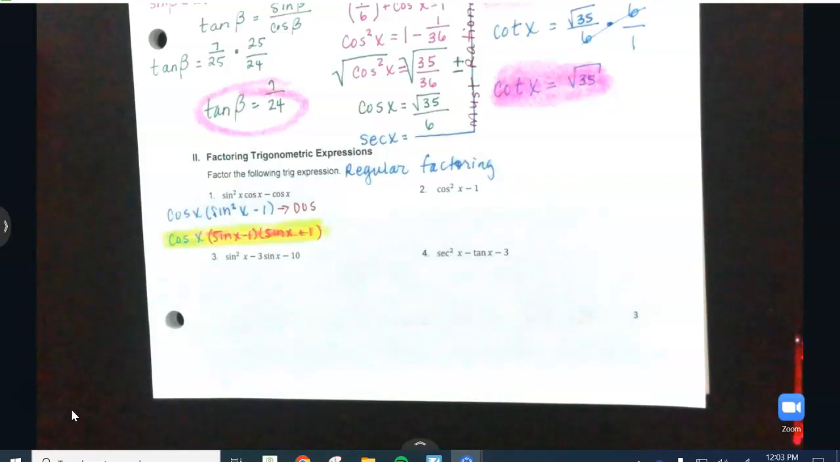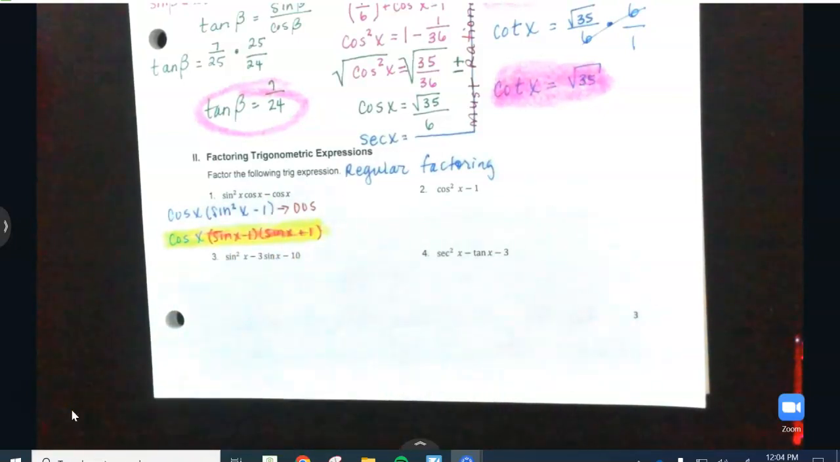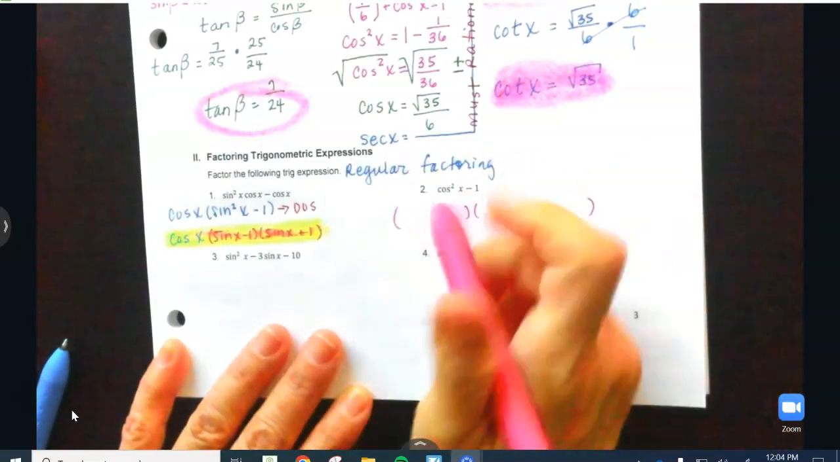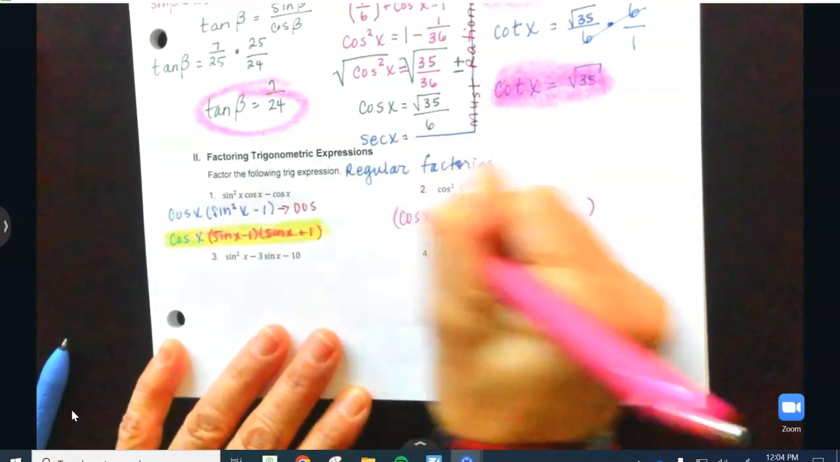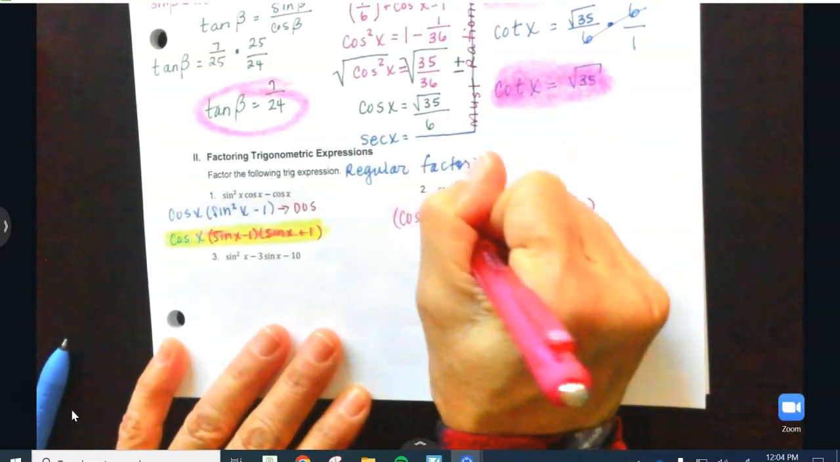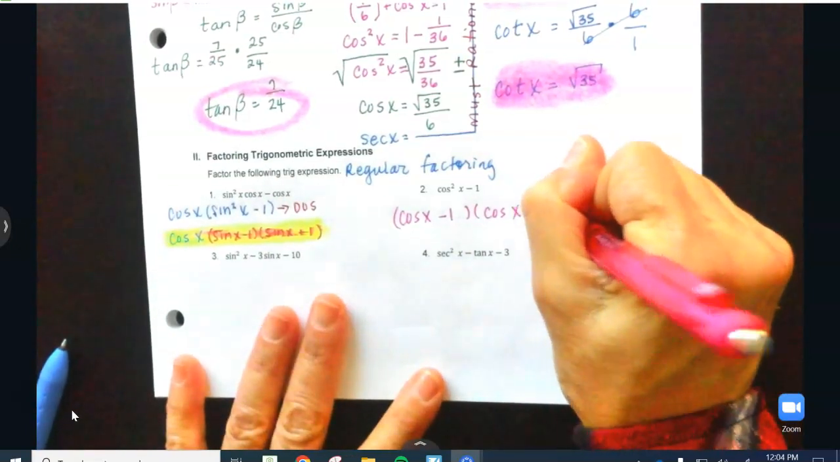All right, let's look at problem number 2. Right off the bat, you need to recognize problem number 2 is for sure a difference of squares. So number 2, there's two cosines in the problem. We're going to put a cosine here and a cosine here. And remember, it's going to be -1 and +1. That is completely factored.